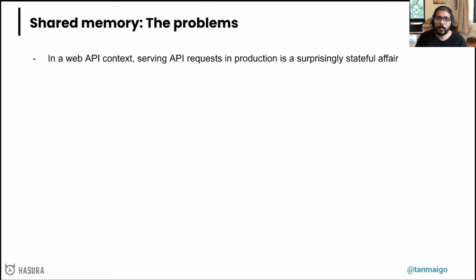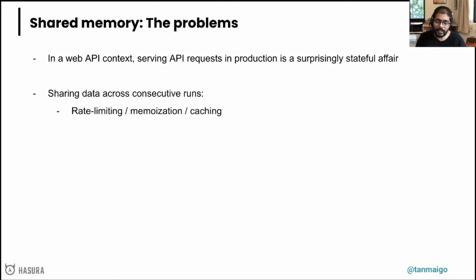Let's talk a little bit about shared memory. In the shared memory context, especially for a person like me that comes from a web application server background, serving application requests in production is actually a fairly stateful affair, right? We think that, oh, it's a stateless API that just runs. In practice, it's not, right?